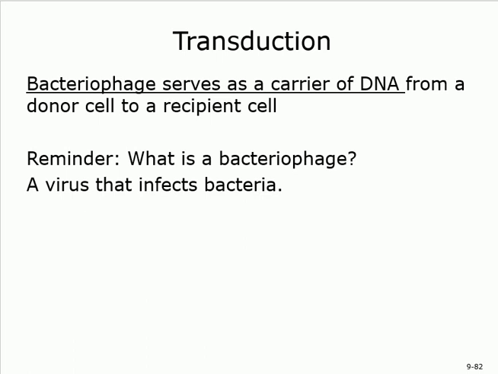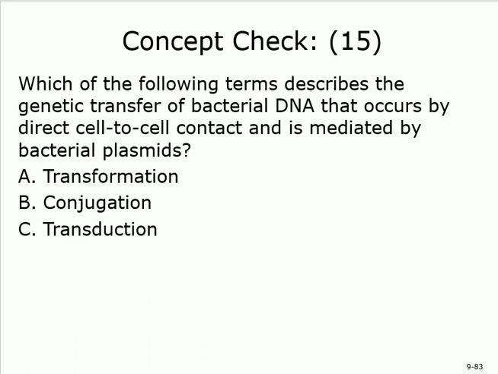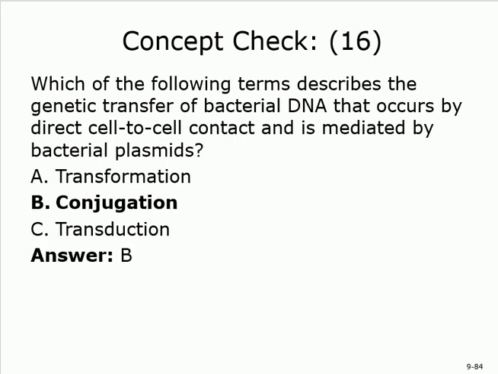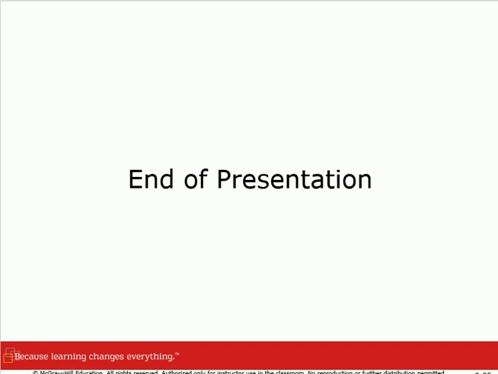When I need a plasmid, not a bacteriophage, when I need a plasmid and a sex pilus, what do you call the process? Conjugation. So when you're using a plasmid, it's conjugation. If you're using a bacteriophage, it's transduction. Transformation is a piece in the lab. Okay? Can you answer this? Mediated by a plasmid. Using a plasmid is conjugation. Okay, so that's it for this chapter.